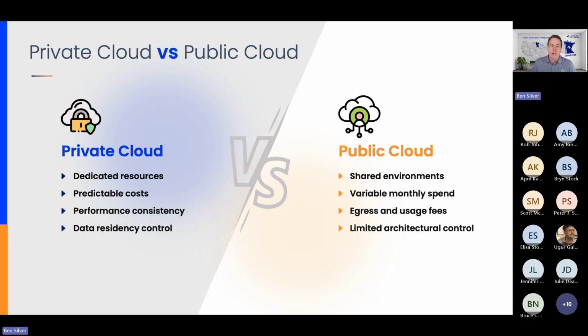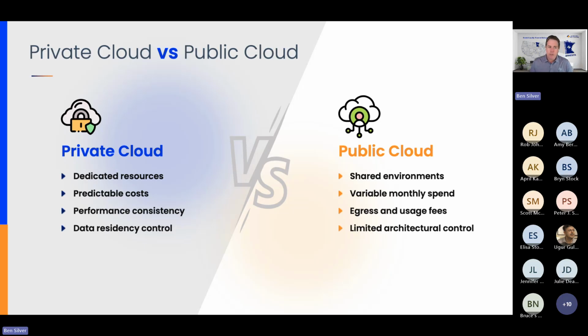The other part with the public cloud is you do have limited architectural control. What I mean by that is if you needed to set up a different type of backup solution, or if you needed to quickly add additional resources to a workload, it can be a little bit harder and it's limited in what you can do in that public cloud.